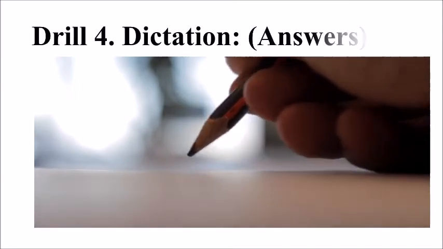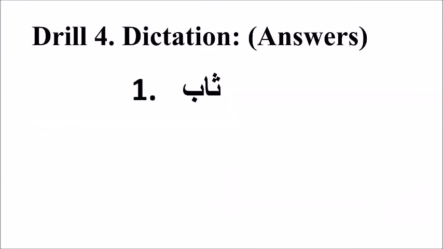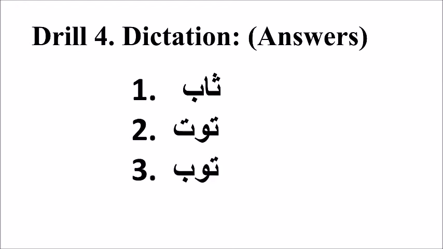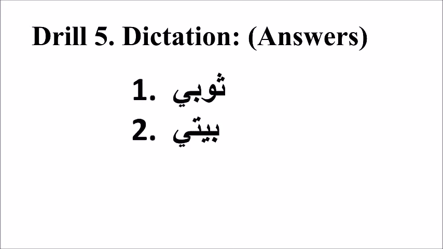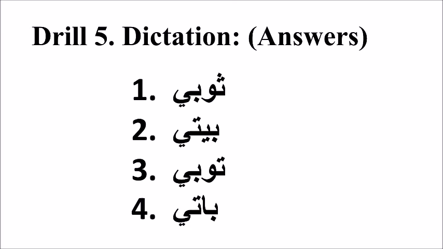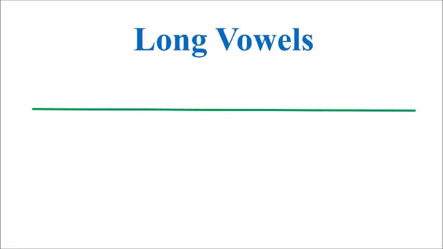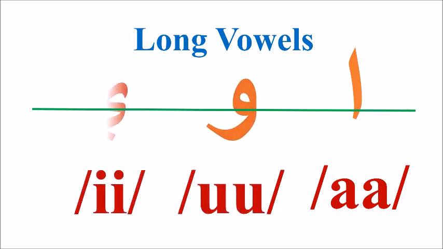Answers of drill number 4, dictation. Number 1. Thab. Number 2. Toot. Number 3. Tob. Number 4. Taboot. Answers of drill 5, dictation. Number 1. Thubi. Number 2. Beti. Number 3. To be. Number 4. Betty. Now we've learned the 3 long vowels in Arabic: a, u, e.